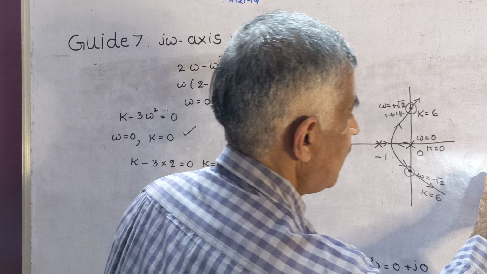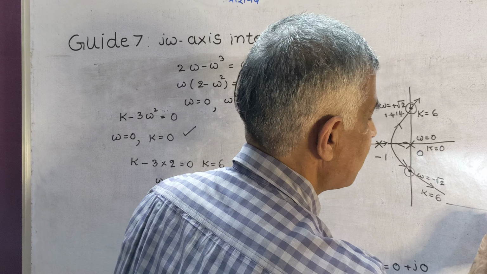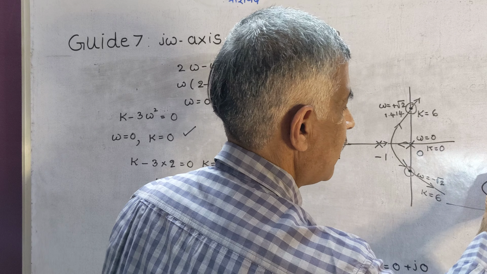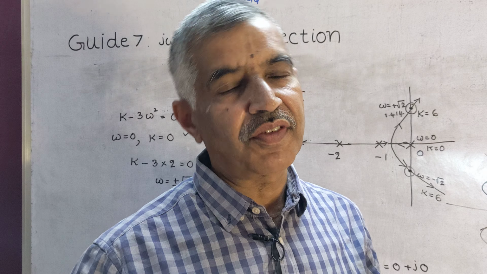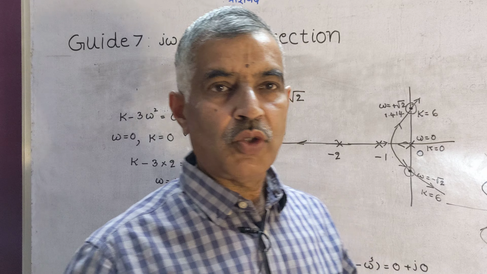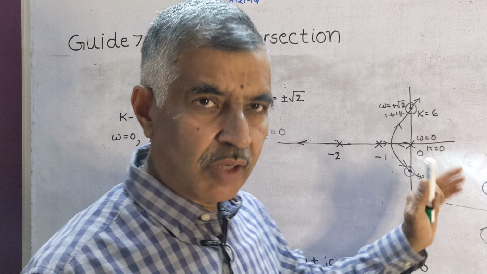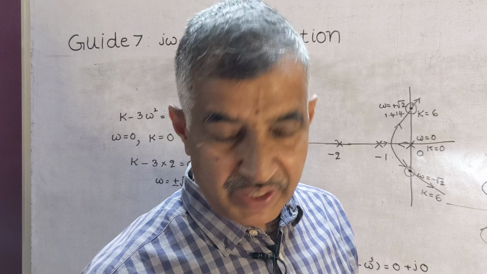Sometimes the j omega axis may be crossed like this. It can cross more than once. So chances are also there. So more than once it can cross. I will come to those examples later.